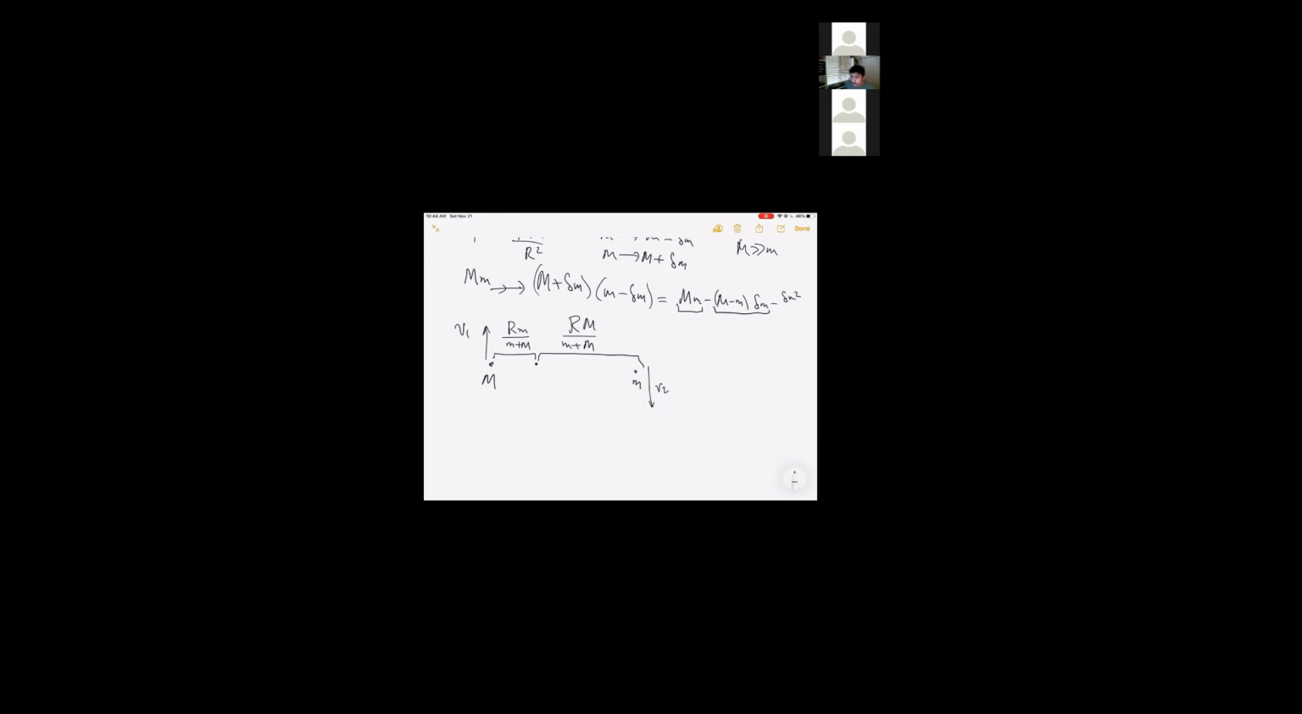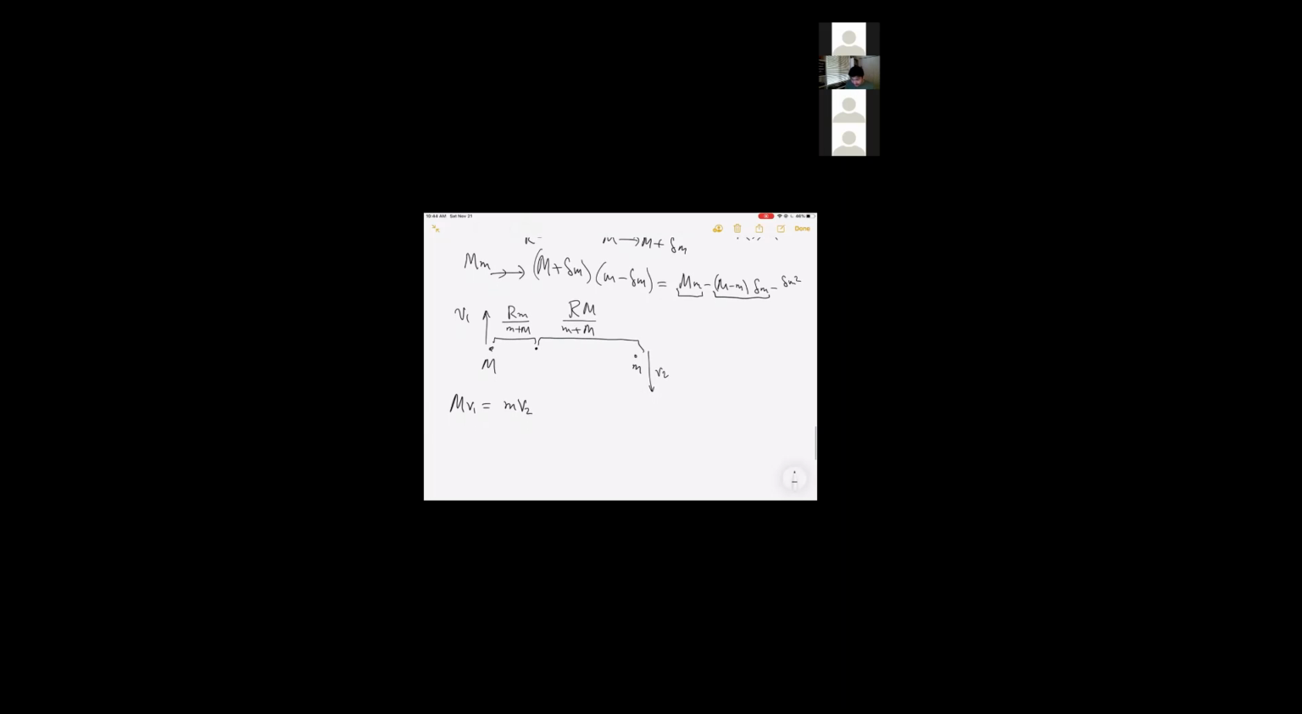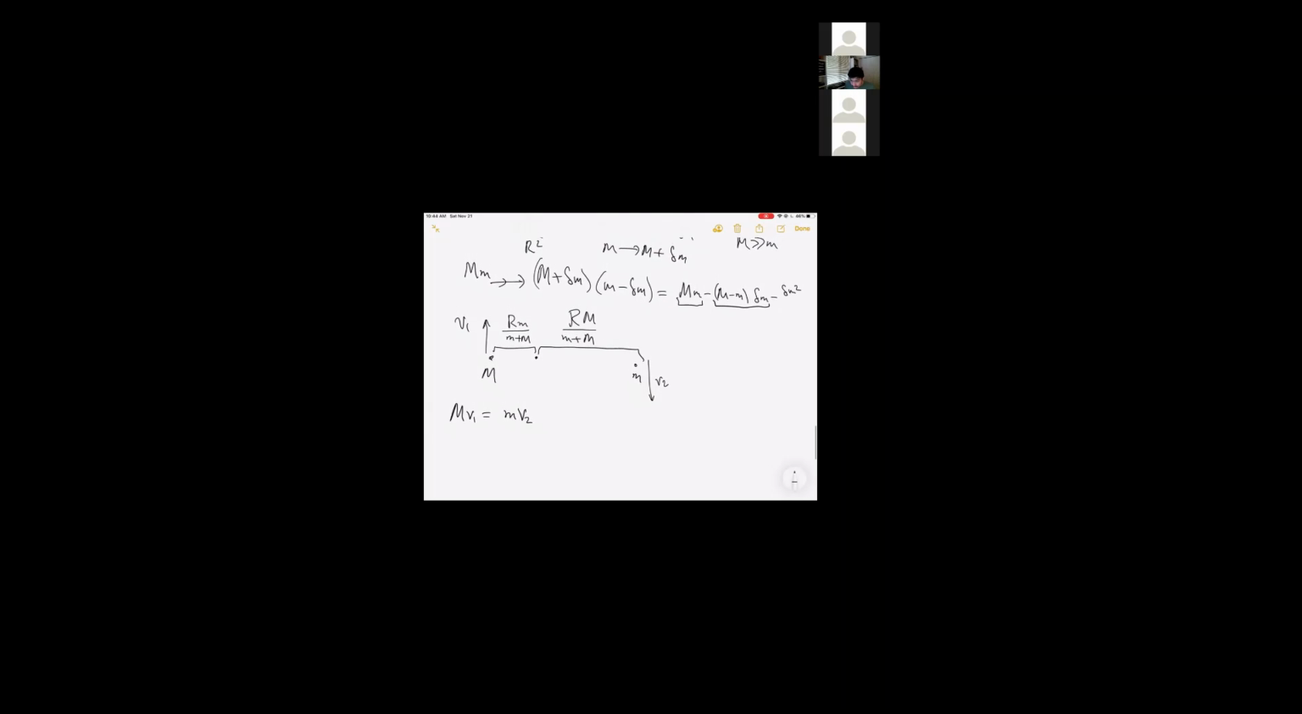Then what we can say is that the total momentum of this system is 0 because the center of mass is not moving. So we can say that m v1 is equal to little m v2. Exactly, because the problem says that the distance between them stays the same, so you don't have to take into account that.